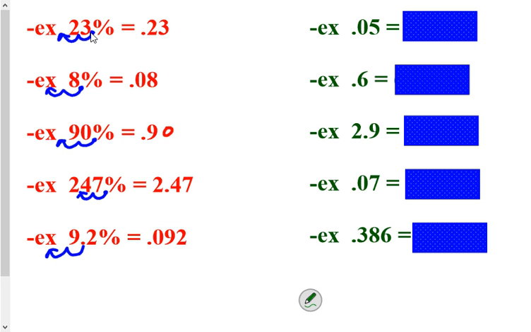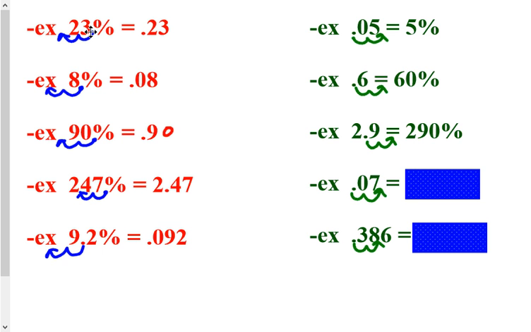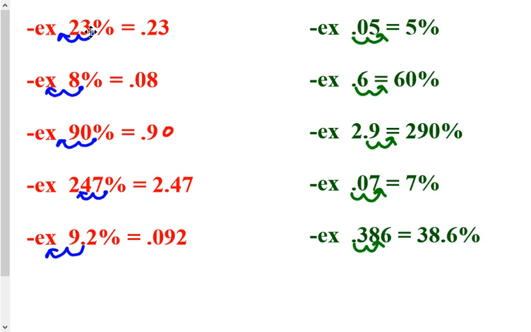And then changing our decimals to percents, we have to move the decimal the other way, 2 places to the right. 1, 2. And so 5 hundredths equals 5%, 6 tenths equals 60%, 2 and 9 tenths equals 290%, 7 hundredths equals 7%, 386 thousandths equals 38 and 6 tenths percent.